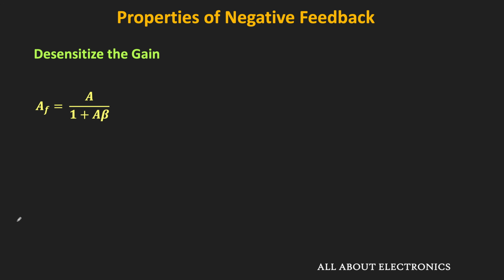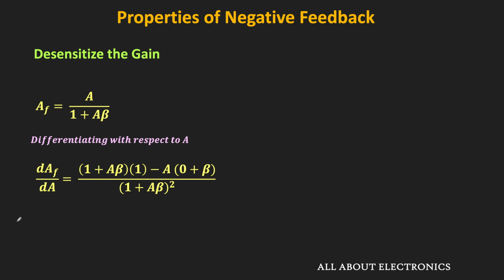Now, let us differentiate this expression with respect to A. Here, we are assuming that the feedback factor beta is constant. If we differentiate with respect to A, then we can write it like this. In the denominator, we will have 1 plus A beta whole square, while in the numerator, the first term will be equal to 1 plus A beta times 1. That means the denominator will remain as it is, and we will have the differentiation of the numerator. And then the numerator will remain as it is, and we will have the differentiation of the denominator. That is why the second term is equal to minus A beta.